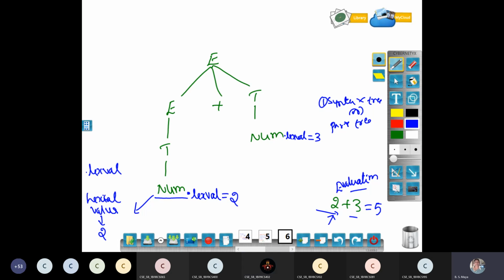Shall we move on to the next step? Yes, ma'am. Carefully observe. Now I want to evaluate my T. So T is what, terminal or non-terminal? Non-terminal, ma'am. So T is non-terminal, is it right? Yes, true. See, how to evaluate T? T is dependent on what? I want to calculate what T is. Yes or no? Yes. What is the value of T now?